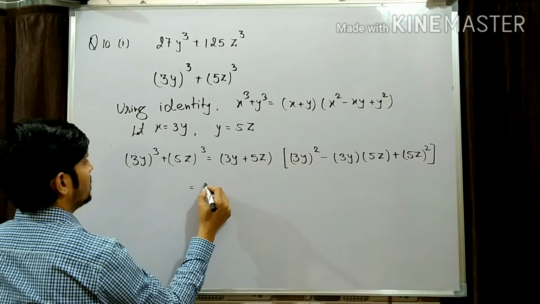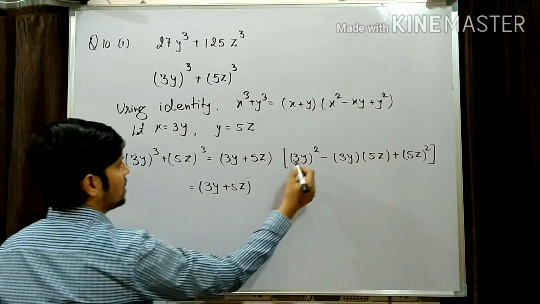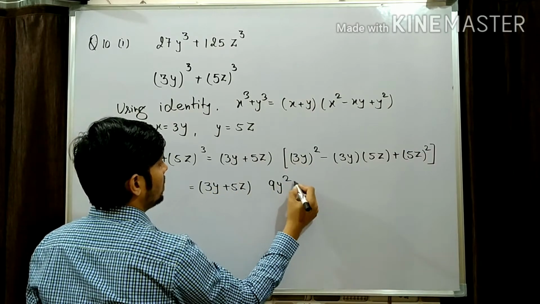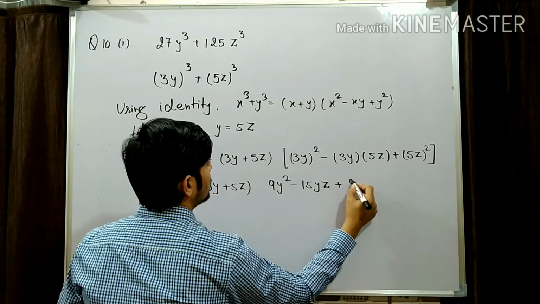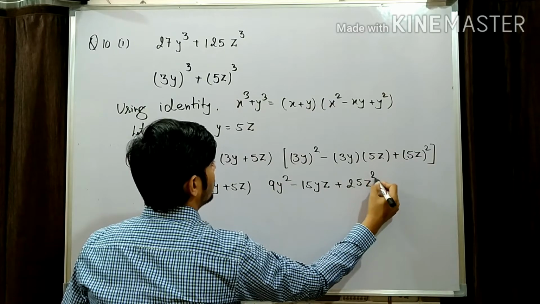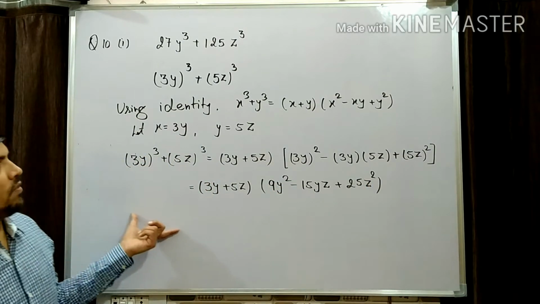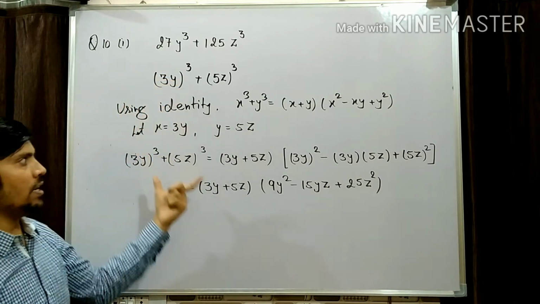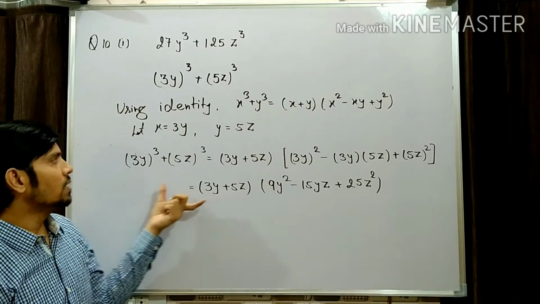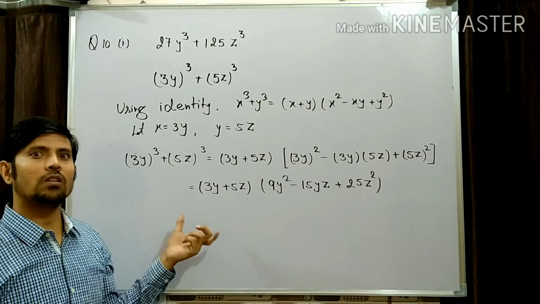Now simplify it. On simplification, this is 9 y square, this is 5 3s are 15 y into z, this is 25 z square. You have seen this is a very simple task, in which we use the identity that we proved in the above question, and the same identity we will use in the next question. This is the 10th question, first part we have solved, and you will try to solve the second part of this question.